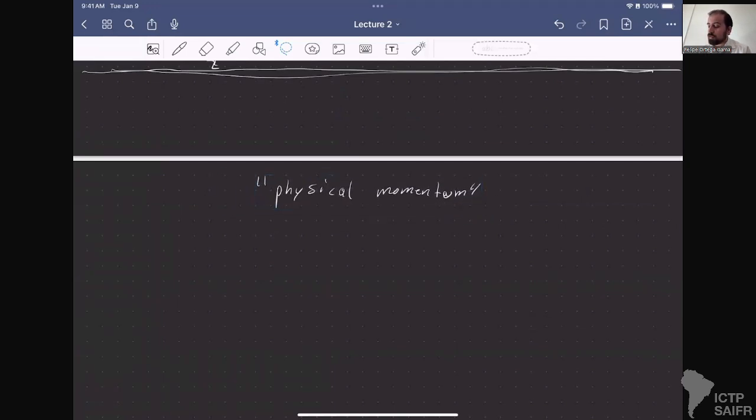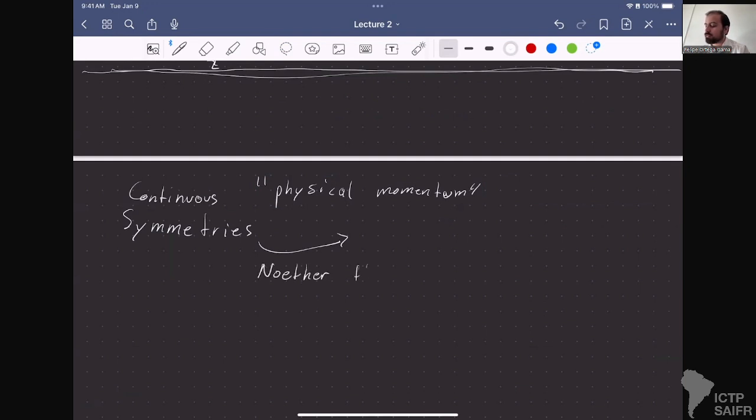So if you remember from your classical mechanics, typically when you have symmetries, and continuous symmetries in particular, then you can use Noether's theorem to relate them to a conserved current.